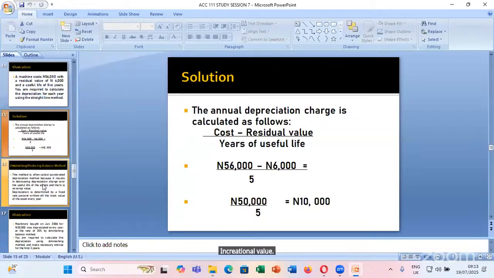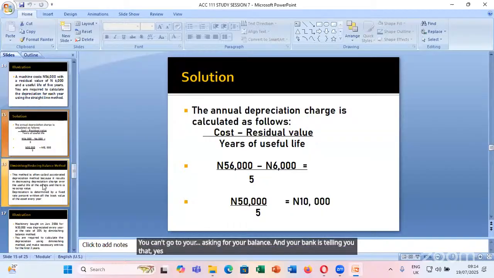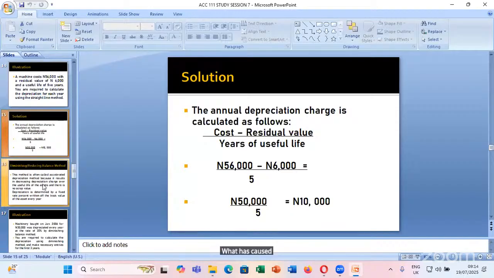Okay, let me listen, everybody. I said, when you prepare your account at the end of the year, your account is telling us that yes, you have made a profit of 50,000. But when you now go to your bank, asking for your balance, your bank is telling you that yes, you have 60,000 naira balance in their bank account. What has caused the difference of that 10,000 naira?